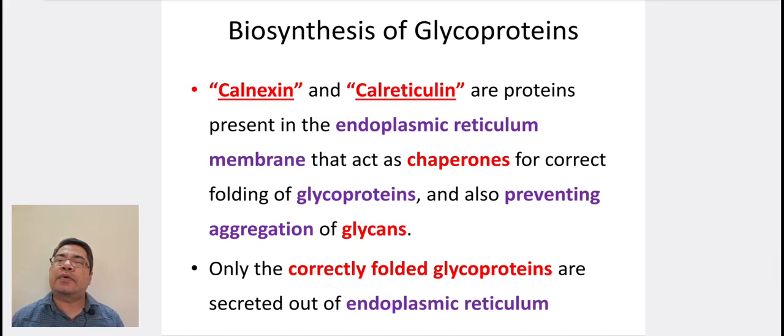Calnexin and calreticulin are proteins present in the endoplasmic reticular membrane that act as chaperones for correct folding of glycoproteins and also prevent aggregation of glycans. Only the correctly folded glycoproteins are secreted out of the endoplasmic reticulum.